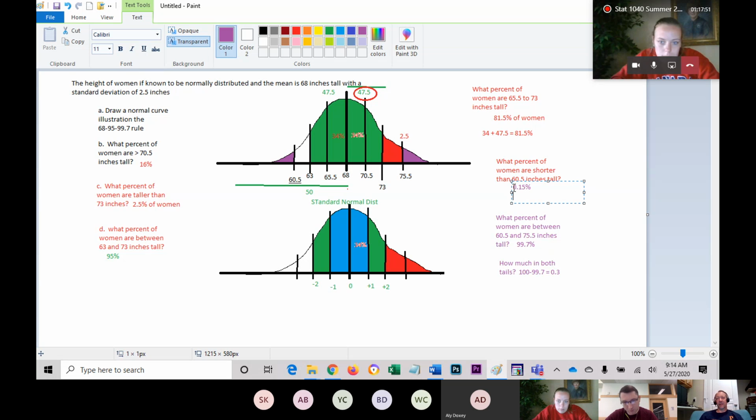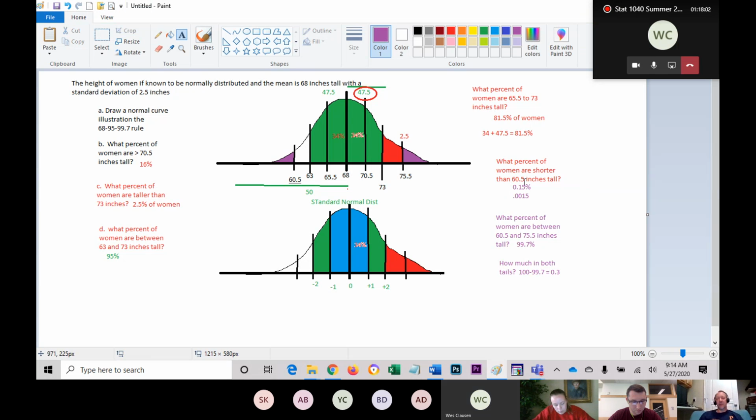I'll throw that to anybody. 0.0015. Got 2 zeros on 1 5. Okay. So both of those answers would be correct. One's a percent, one's a decimal. Okay.